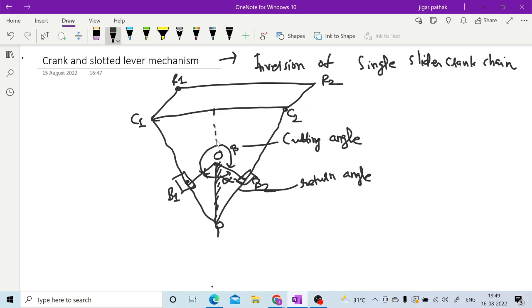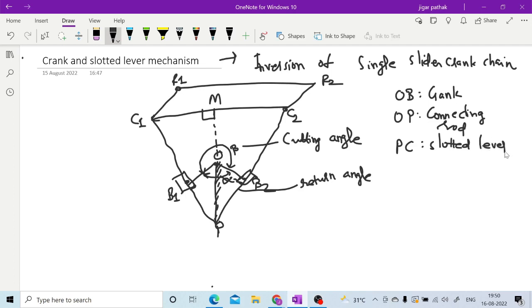If you see here, you will also have this particular perpendicular, let us say this is M. So here in your single slider crank chain, OB is the crank, OP is the connecting rod, and then PC is the slotted lever.